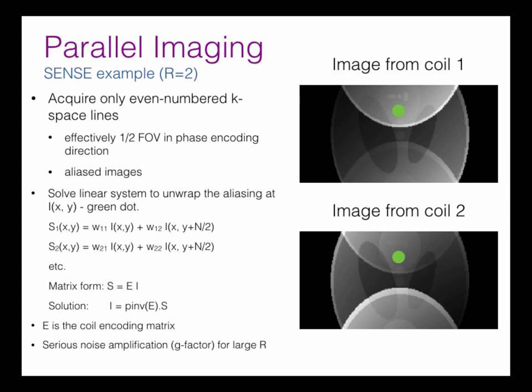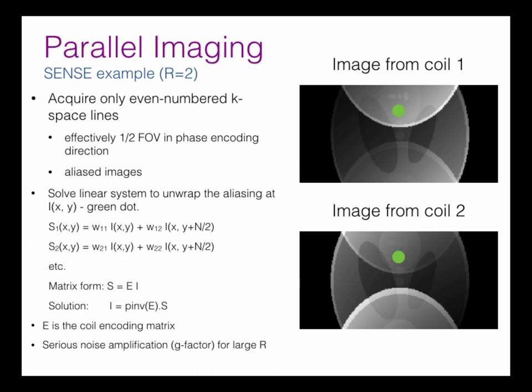And I've shown it here with two equations in two unknowns, but in practice we have like 32 equations or 64 equations, depending on how many coils we have. And we may have two unknowns, or we may have three if we do 3 times acceleration and so on. But basically it's a straightforward linear system of equations.